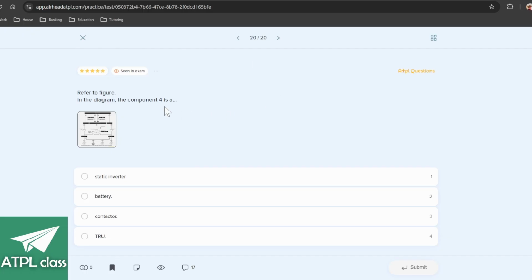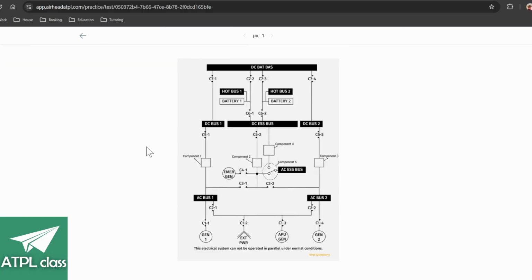Question 20, the diagram. In the diagram, the component 4 is... So this is what I was talking about a couple of questions ago, that it's quite harsh for them to put a diagram like this on you, because a small aircraft that you're going to be doing all your training on won't have a complicated system like this, but this is quite a common diagram that you see in jet aircraft and big turboprops and things like that.